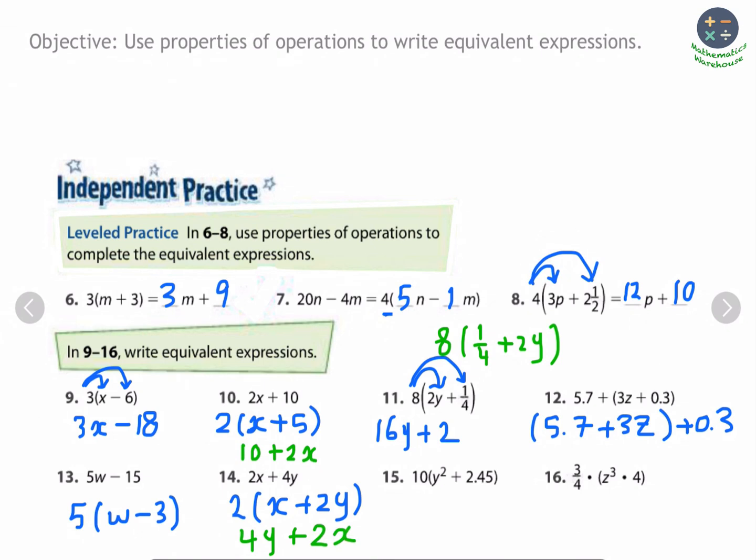At number 14, you can take 2 as a common factor, so you have 2 times the bracket x plus 2y, or also you can make it 4y plus 2x, and this uses the commutative property. At number 15, using the distributive property, it would be 10 square y plus 24.5. At number 16, we have the associative property of multiplication, so it would be 3.4 times cubic z all times 4.